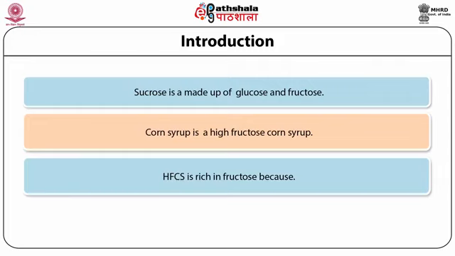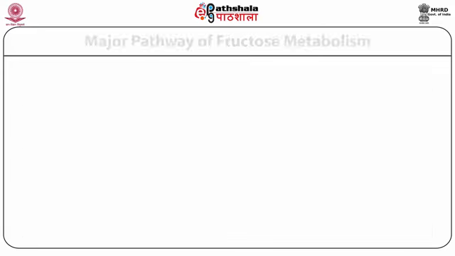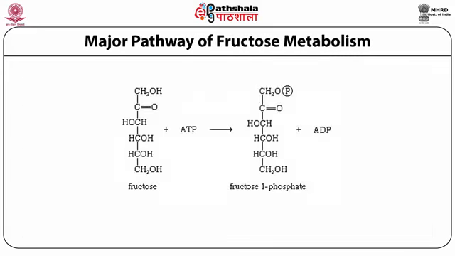High fructose corn syrup is rich in fructose because the glucose extracted from the corn syrup is treated with an enzyme that converts some glucose into fructose, which makes it sweeter. Fructose is a product of sucrose hydrolysis and is probably the second most abundant dietary sugar after glucose. Following is the major pathway of fructose metabolism.